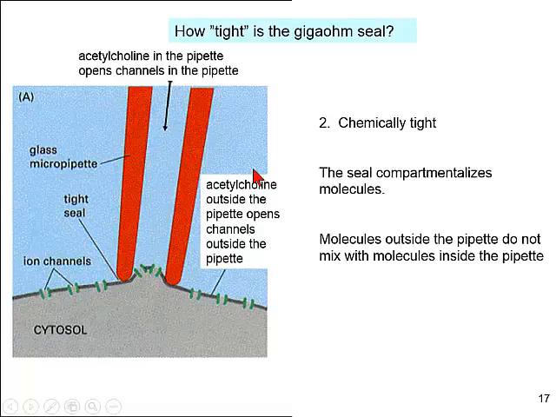So that, for instance, in this particular case, if we put acetylcholine in the pipette, it opens channels in the pipette, but not channels outside the pipette. If we put acetylcholine outside the pipette, it would open channels outside the pipette. We would not measure them, but not inside the pipette. And so we have a very nice tool for compartmentalization, which is really cool if you want to do some cell biology about where things are.